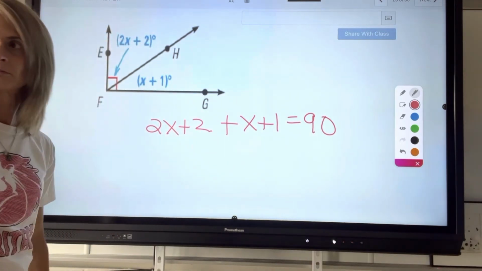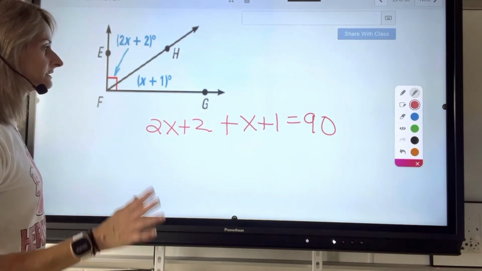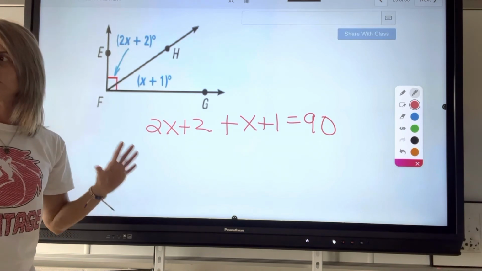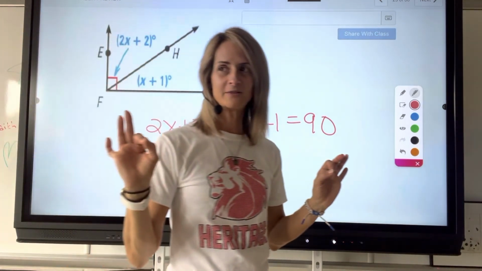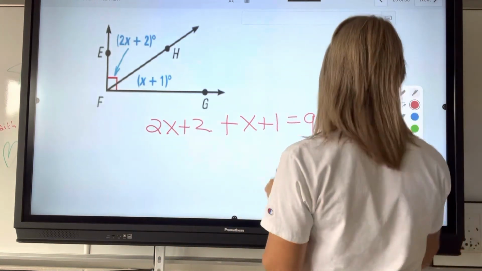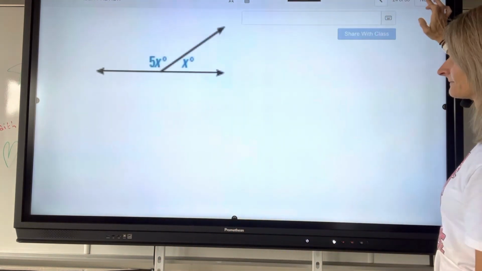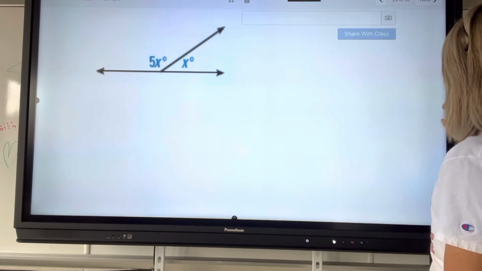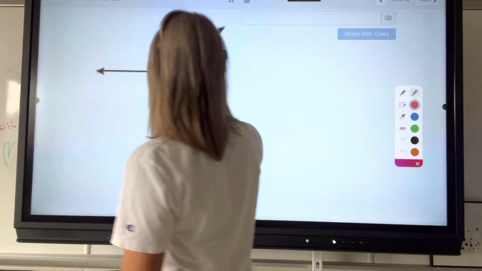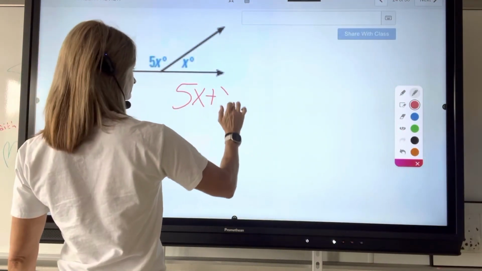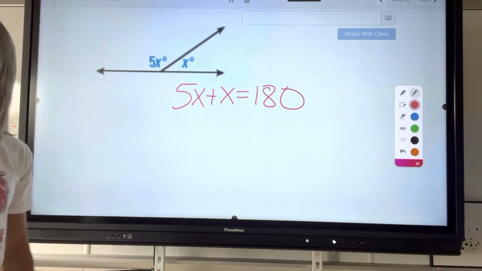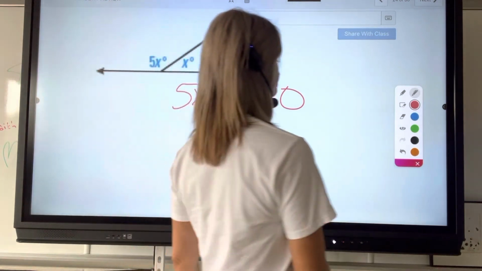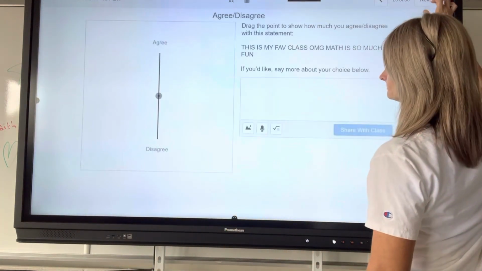This is getting easier. I feel like this is a good lesson. I feel like you guys are getting this. Tell me if I'm wrong, but that's the vibe I'm getting from you guys. All right, what's this one? Yup. Done.